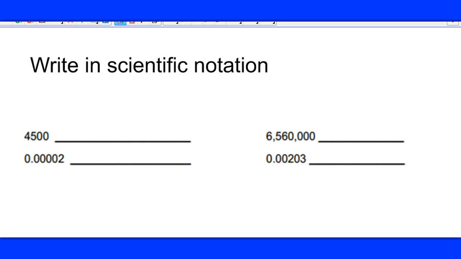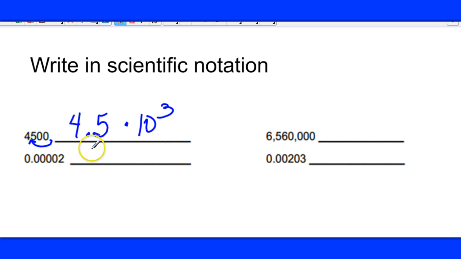Okay? You need to pause the video and write these in scientific notation. Remember, the value in the front has to be a number that is greater than or equal to 1, but less than 10, and then times a power of 10. So this one's going to be 4.5 times 10 to the third. That decimal point's right here. It needs to move right here.